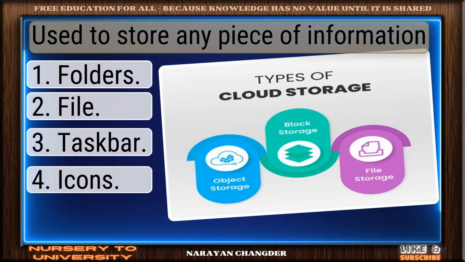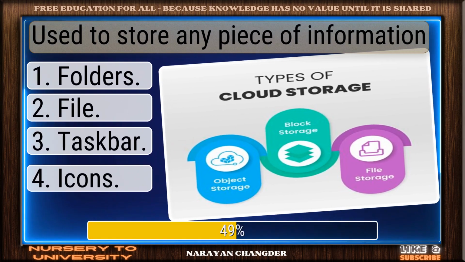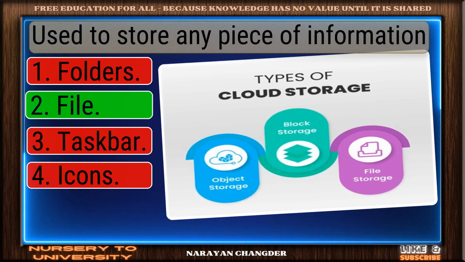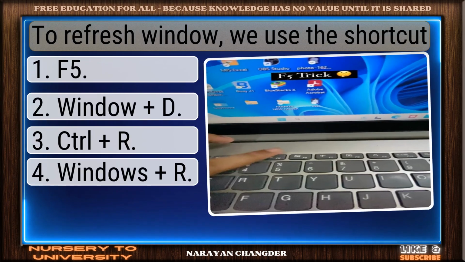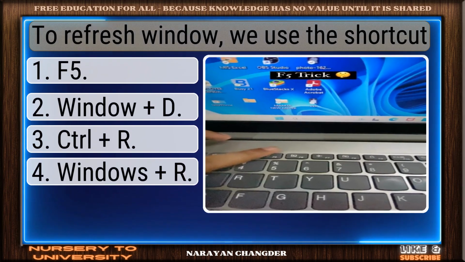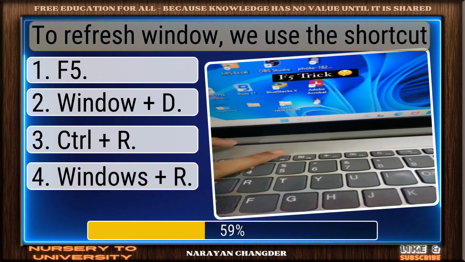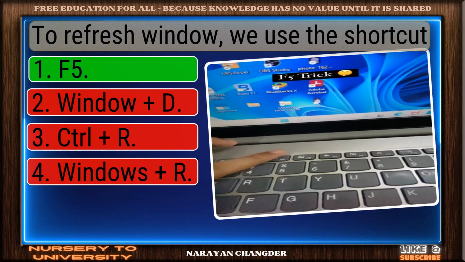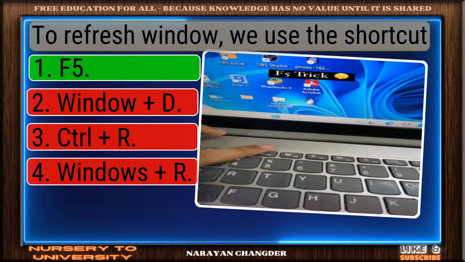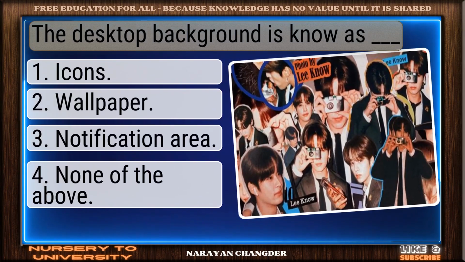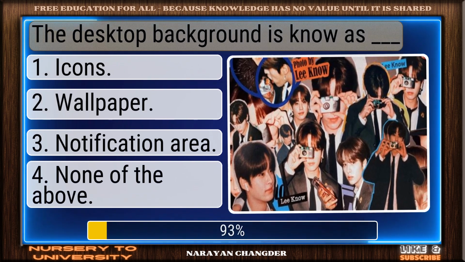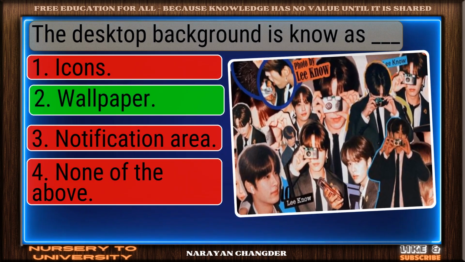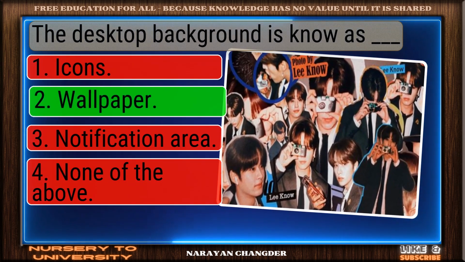Used to store any piece of information. Smart pick. File is the correct choice. To refresh window, we use the shortcut. Smart move. F5 is an accurate answer. The desktop background is known as dash. Solid response. Wallpaper is a valid choice.